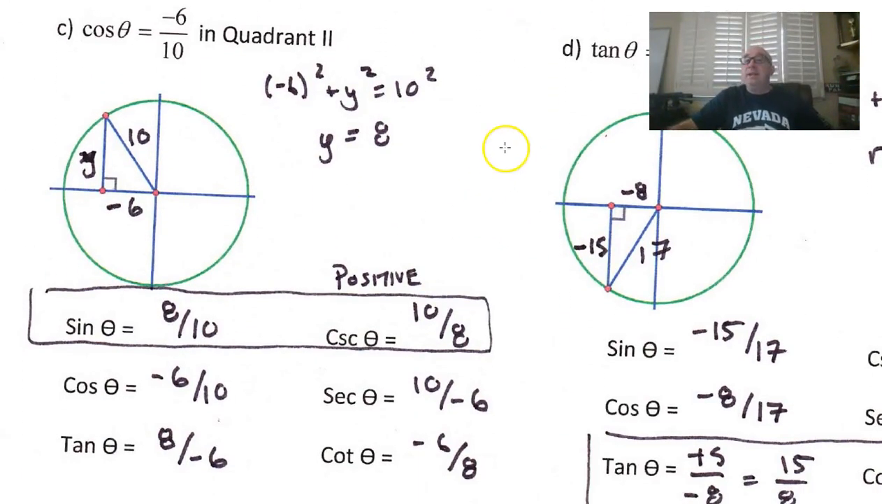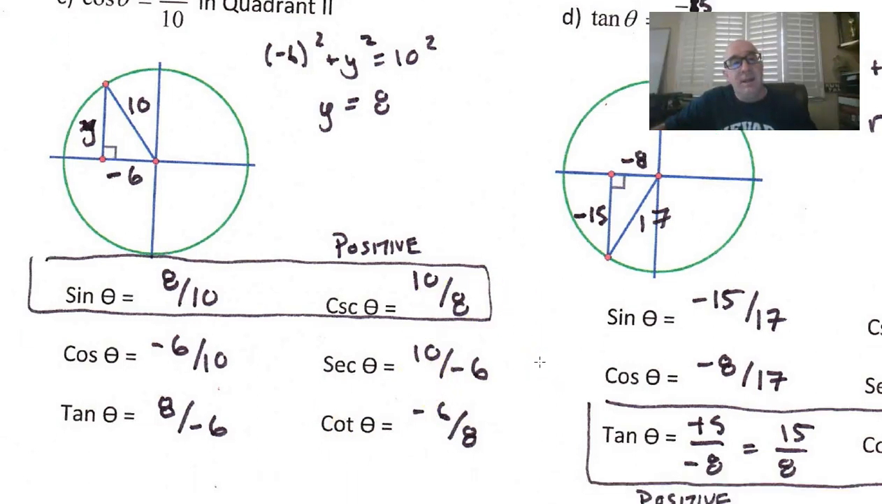Now this one only gave us one relationship, but cosine gives you the x number, that's the -6, and it gives us the r number, that's our radius, and so we would use the Pythagorean theorem to find, in this case, not the radius, but the y value, which is a +8. And now I can plug in my values. And in this case, again, in this quadrant, we would see sine and cosecant to be positive. And so that's who's positive.